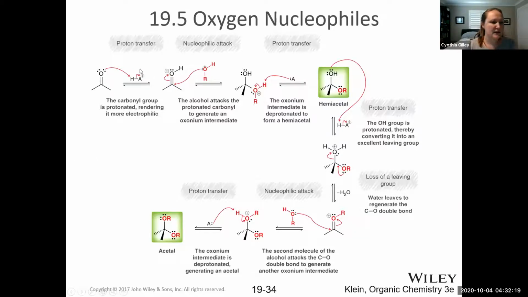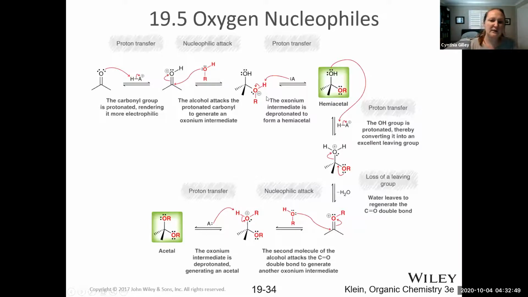So the first step under acidic conditions is proton transfer, right, where we're protonating the oxygen of the carbonyl of an aldehyde or ketone. From there, we have a very electrophilic carbon that generates. So even a weak nucleophile, such as an alcohol, can do a nucleophilic attack. Once we do that nucleophilic attack, we've got a tetrahedral intermediate. That tetrahedral intermediate has an oxygen that's positively charged.